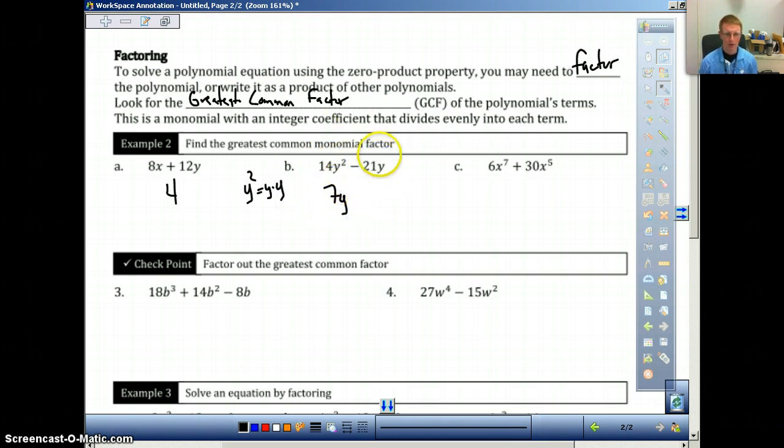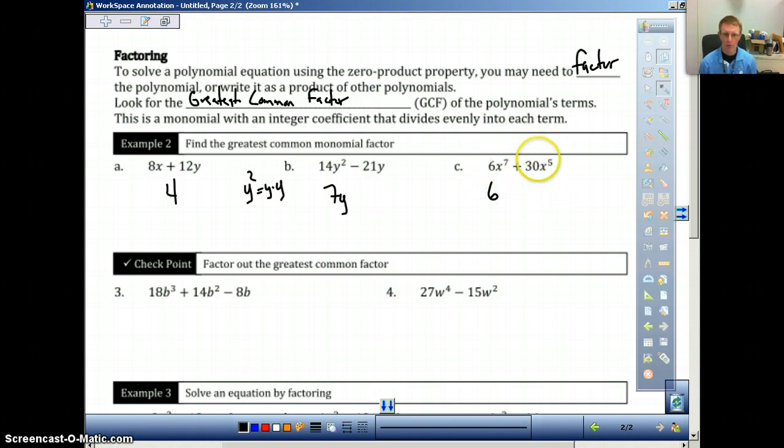The general rule is that the common letter will always be the one with the lowest exponent. So if we have y squared and we have y, then y has to be part of our common factor. Y squared and y are common. Take the lowest exponent that you have. So in that one, our common factor was 7y. In the next one, we look for our numbers. The greatest number that goes into both 6 and 30 is 6. 6 goes into 6 once, 6 goes into 30 5 times.